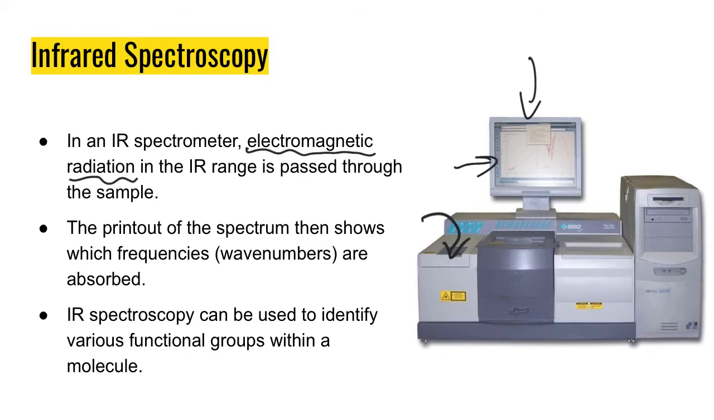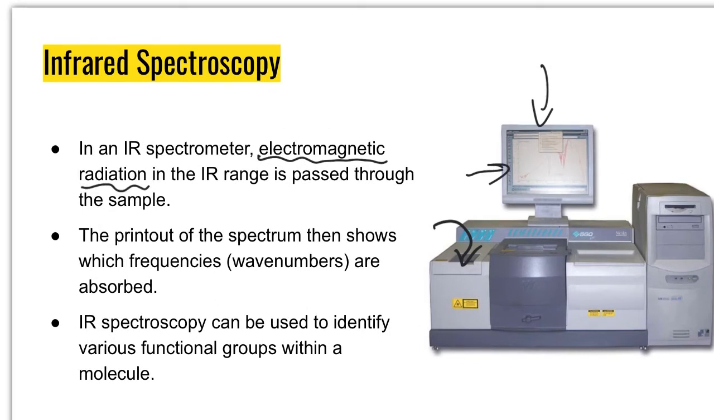It's important to keep in mind that the printout of the spectrum is going to show which frequencies are being absorbed. When we talk about frequencies, we actually talk in terms of units called wave numbers, which is related to the frequency. It's a really neat spectroscopy technique that we can use to determine a lot of information about a chemical compound.